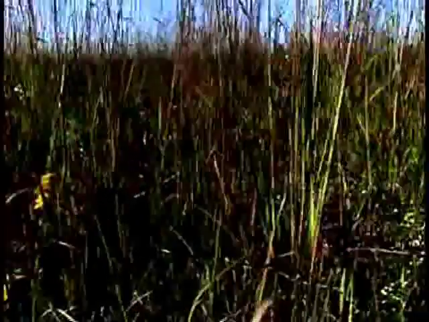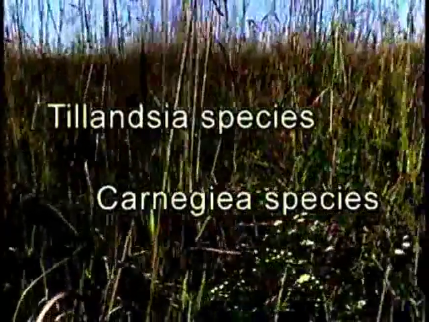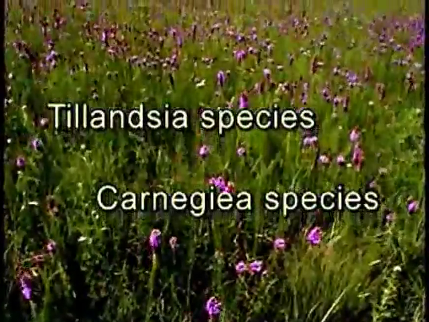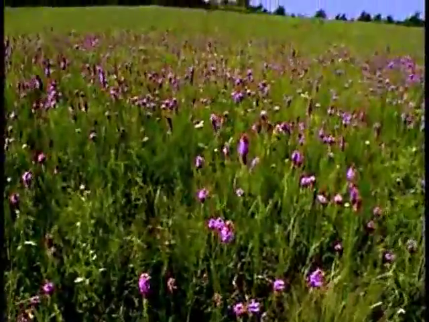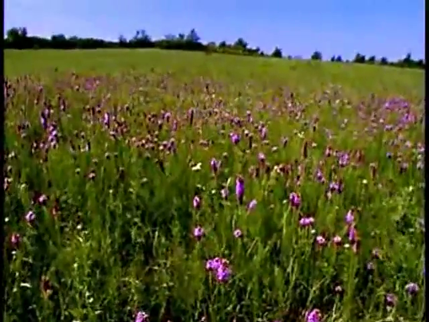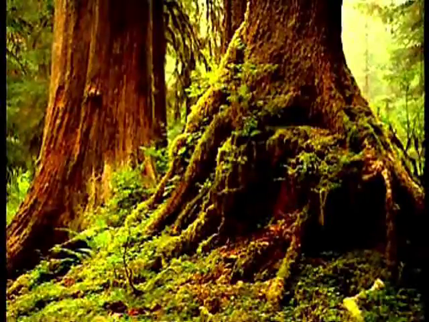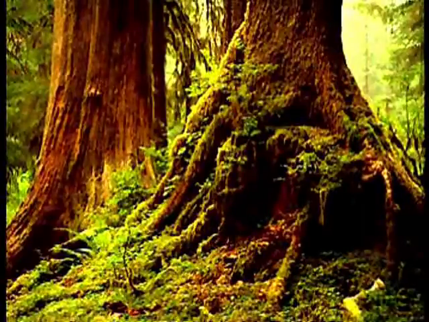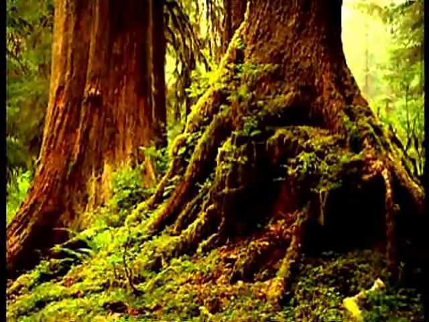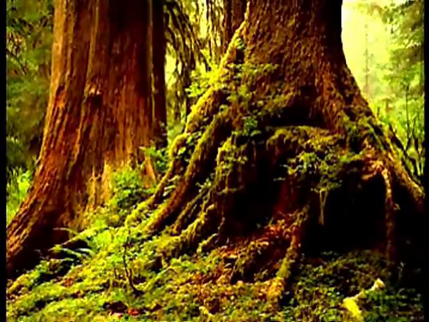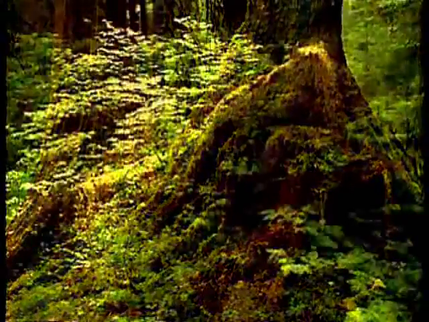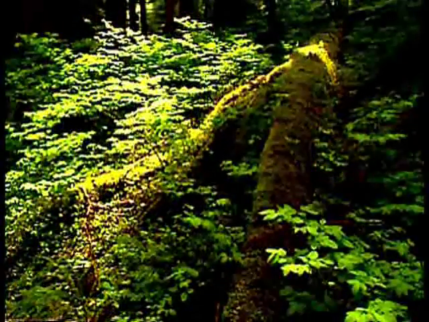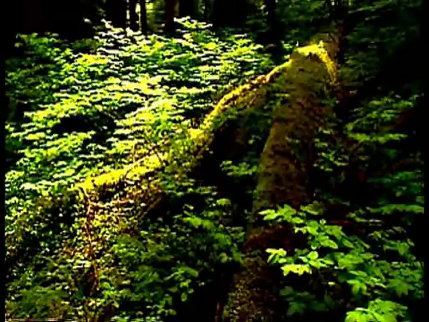From a scientific point of view, what distinguishes a Tillandsia species from a Carnegie species? How do scientists go about classifying plants? Members of the plant kingdom are sorted into divisions, but before scientists choose a division, they break down the plant kingdom a little more. First, they want to know whether the plant is vascular or non-vascular.